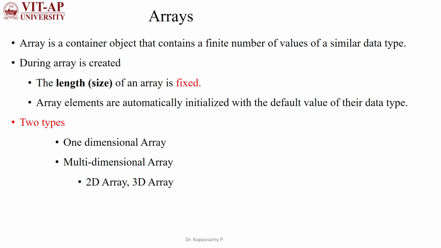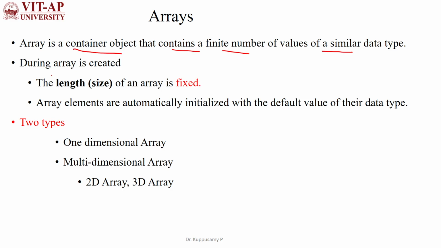Hi, here we will discuss array declaration and types of arrays in the Java programming language. An array is a container object which contains a finite number of elements of a similar data type. Simply we can say an array is a collection of elements, all related to a similar data type.